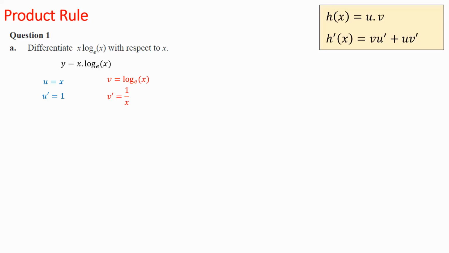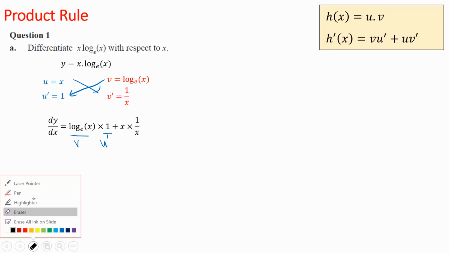So really you're doing a crisscross there. If I do a crisscross, you actually go v multiplied to u dash, so you've got log e x times 1, so v times u dash, plus u times v dash, so u, which is x, multiplied to 1 on x. Wait, let me just remove this part there. So this is plus u v dash.